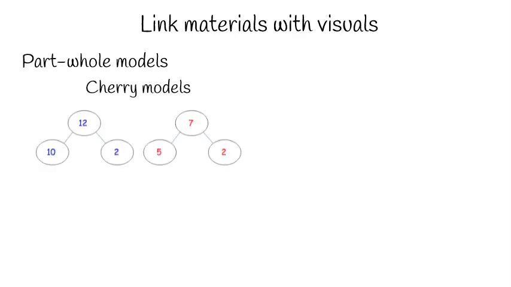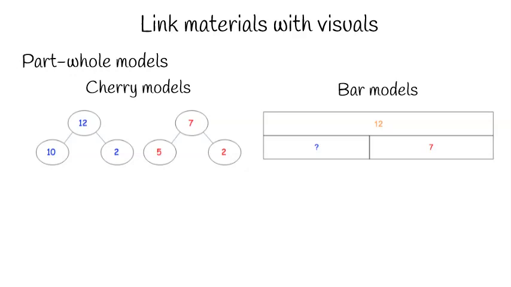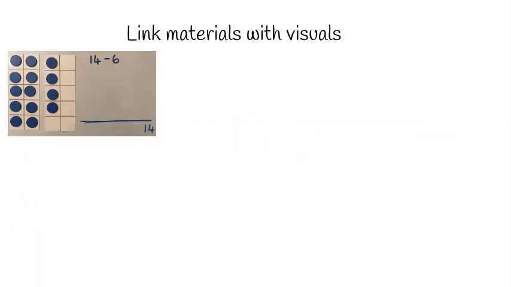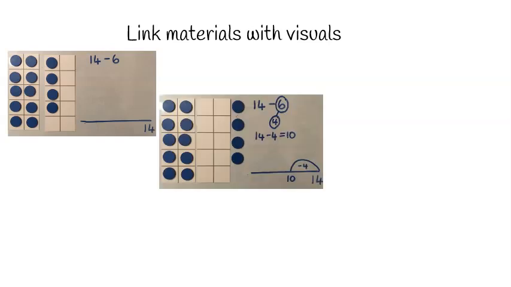When ready, the pupils could connect what they are doing on materials to a visual. This could be a part-whole model, such as this one, sometimes known as a cherry model. Bar models can also be very effective. Number lines, either structured or empty, are also helpful. Initially, the adult could model written recording using the number line as the pupils demonstrate the strategy on the materials. There's then a shift so the pupils are doing the recording rather than the adult. You can see an example here with the problem 14 minus 6, where both a cherry model and an empty number line have been used.